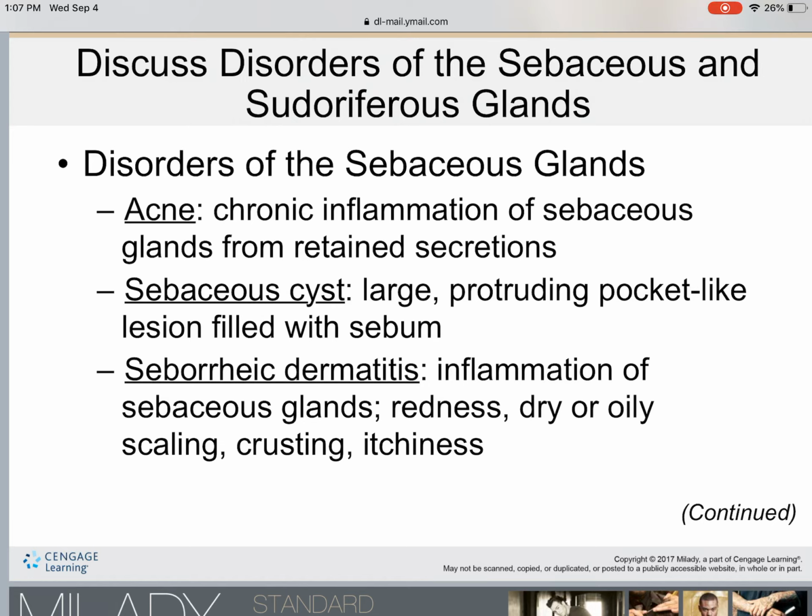Sebaceous cyst is a large protruding pocket-like lesion filled with sebum.